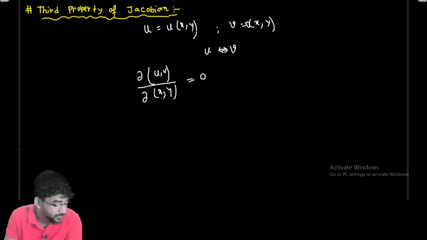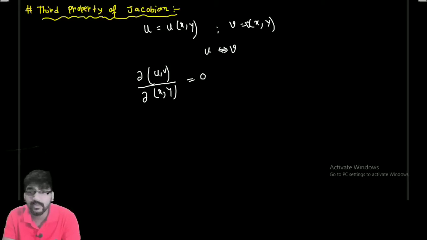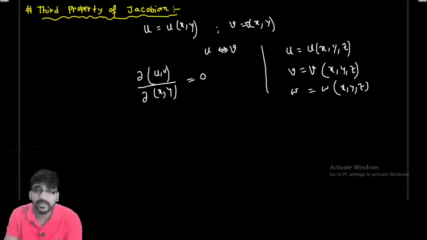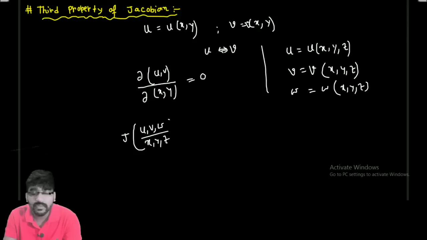Or if you take u as a function of x, y, z and v as a function of x, y, z, and also another function w is also a function of x, y, z, then obviously if there is a functional relationship between u, v and w, we will get the Jacobian del(u,v,w) by del(x,y,z), which will also be 0.